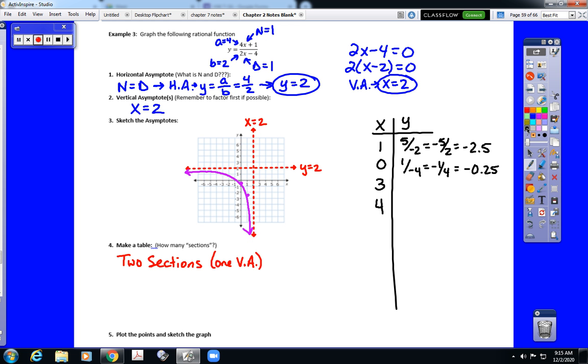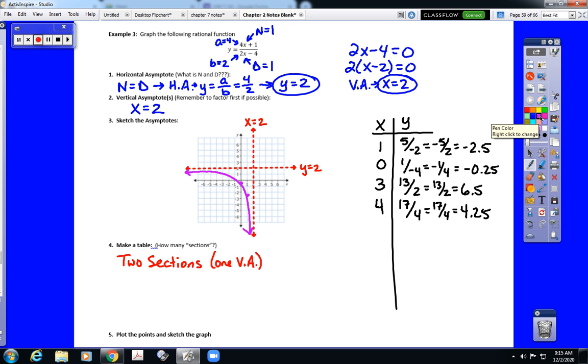For 3, we plug 3 in up here. We have 12 plus 1 is 13 over 6 minus 4, which would be 2. So that'd be 13 halves, or 6 and a half. And for 4, 4 times 4 is 16 plus 1 is 17, over 2 times 4 is 8, minus 4 is 4. Well, 17 fourths is 4.25.